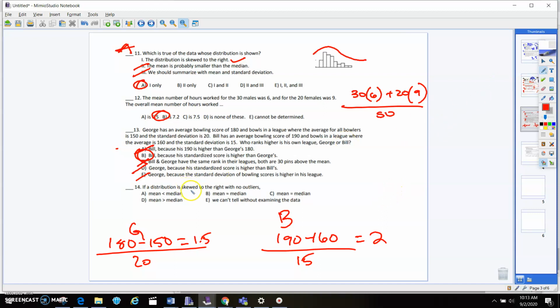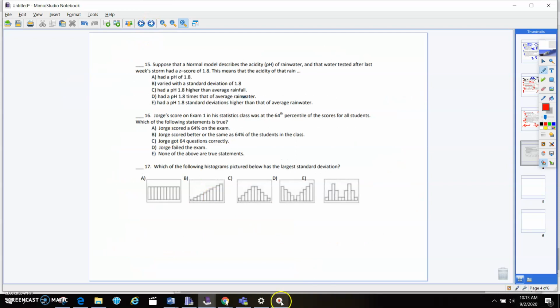Okay? If a distribution is skewed to the right with no outliers, which of the following would be true? Okay? Well, if we're skewed to the right, then that means that I've moved my mean to the right of the median, which means that my mean is going to be bigger than my median. So when I skew to the right, my mean goes to the right more. Okay? Let's go ahead and look at the next one.